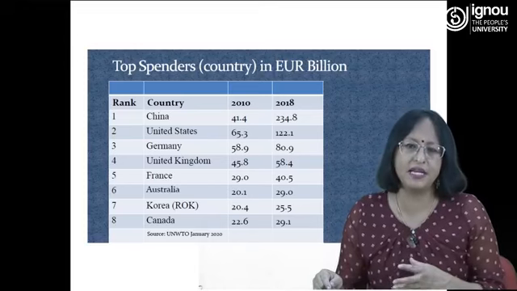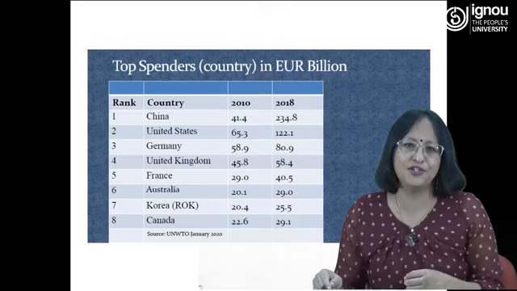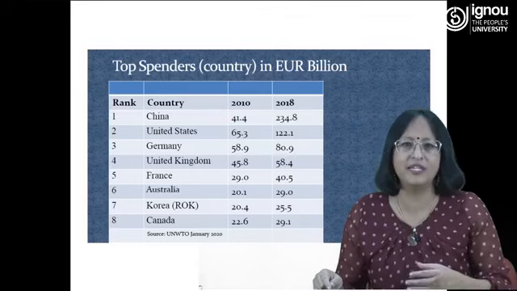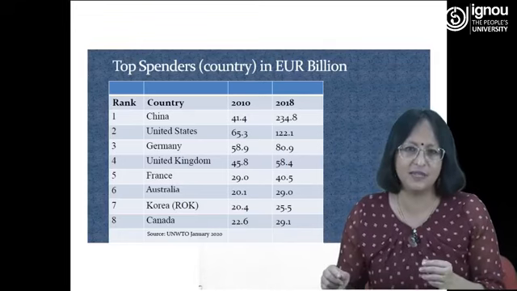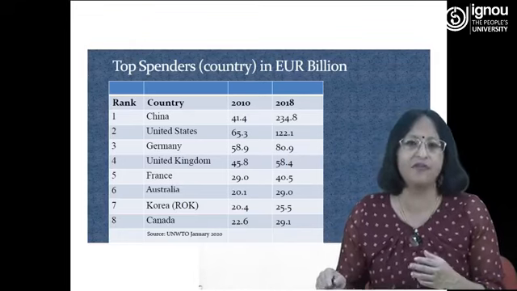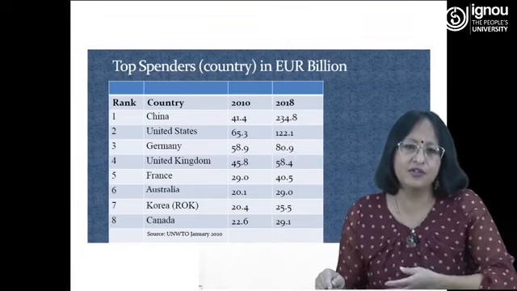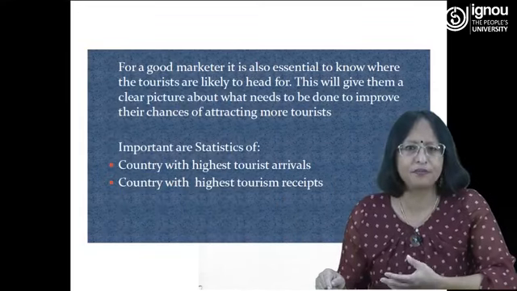They spend money. So it makes sense to market your destination to these countries because the statistics are already there that they actually come and spend in a tourism destination. The Chinese, very surprisingly, are at the top. Then after the Chinese, the Americans, and then the Germans.